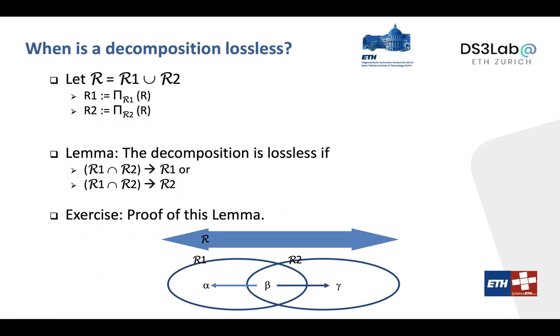It's lossless if one of these is true. Either you have a functional dependency from the intersection of R1, R2 to R1, or you have the functional dependency from R1 intersection R2 to R2. Essentially, when I have the large relation R, I have three subsets of attributes, alpha, beta, and gamma. If I do a decomposition to keep alpha and beta in R1, beta and gamma in R2, then as long as I have the FD from beta to gamma, or I have beta to alpha, my decomposition will be lossless in the sense that I join R1, R2 together, I always get back my R.